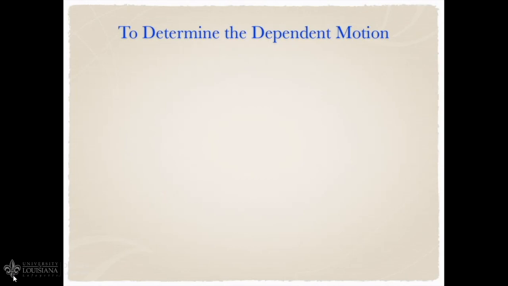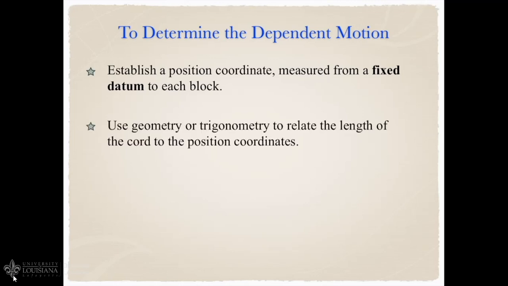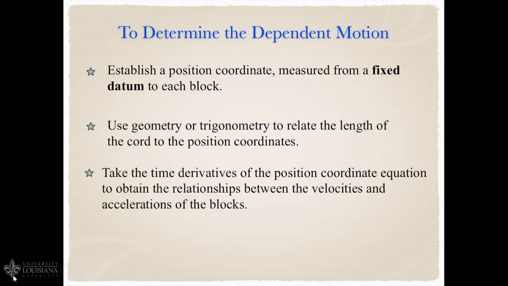So here's a formal way in which we can actually solve these kinds of problems. The first thing is to establish a position coordinate measured from a fixed datum to each one of the blocks in a system of pulleys and blocks and cables. The second thing is to use geometry or trigonometry to relate the length of the cord to the position coordinates. And next, you take the time derivative of the position coordinate equation to obtain the relationships between the velocities and the accelerations of the blocks.